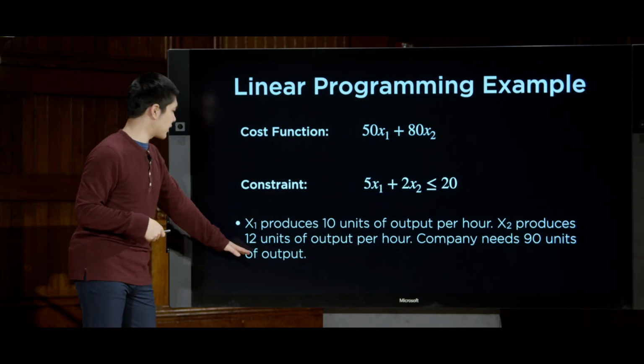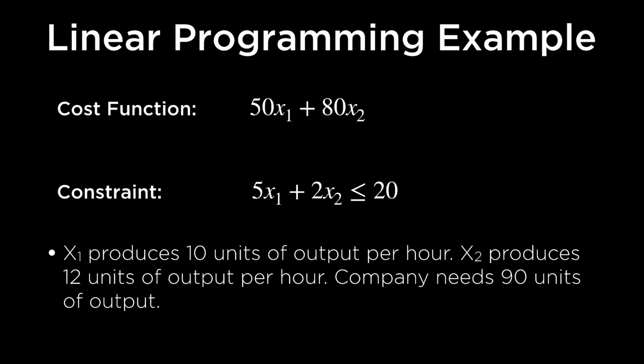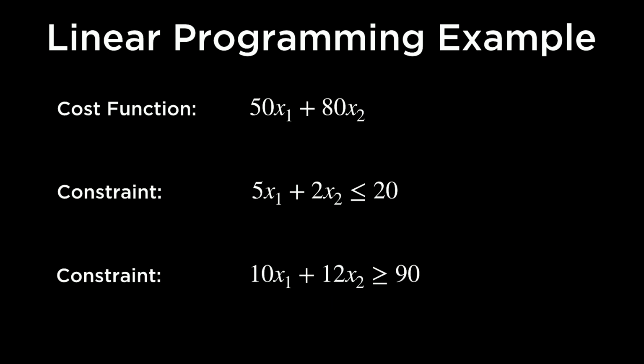And finally, we have this constraint here. x1 produces 10 units of output per hour, x2 produces 12, and we need 90 units of output. And so this might look something like this: 10x1 plus 12x2, this is the amount of output per hour, it needs to be at least 90. If we can do better, great, but it needs to be at least 90.